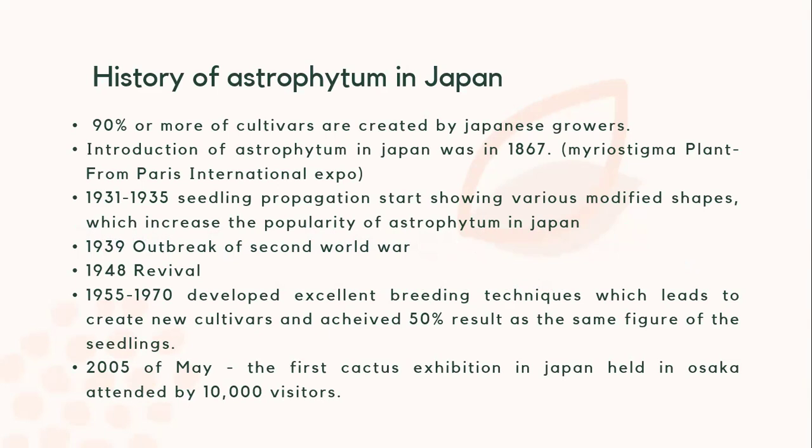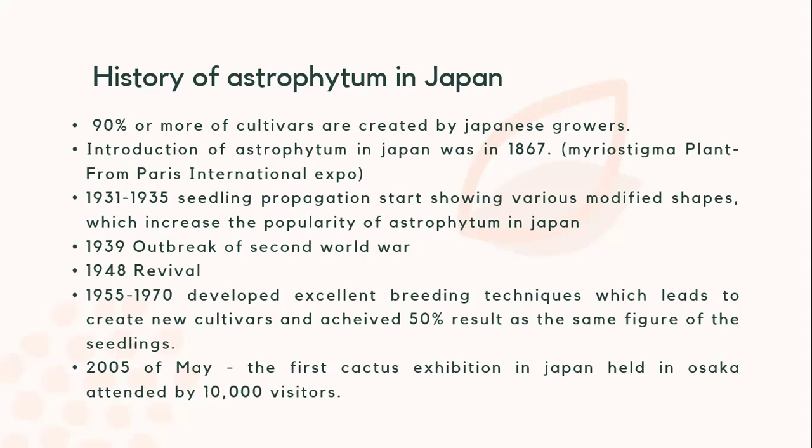The first plant was the Myriostigma, which was brought to Japan from Paris in 1867. Then from 1931 to 1935 they started propagating it from seeds, saw some variation, and got fascinated with it. But in 1939 World War II happened, so it shut down. They tried to revive the cactus industry in 1948, but then there was another setback. A big earthquake happened there, so the cactus industry was stopped again.